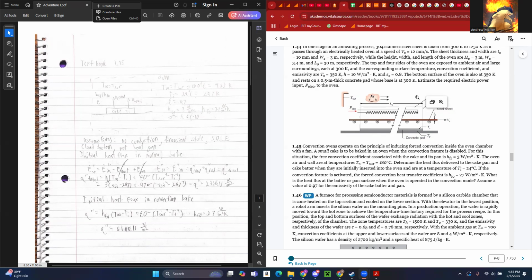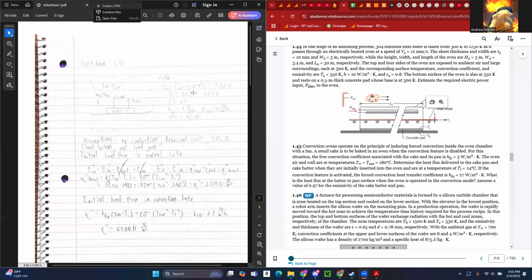I already mentioned the free convection coefficient, but the forced convection coefficient is equal to 27 watts per meter squared Kelvin. And we are told that there is a value of 0.97 emissivity for the cake batter in the pan. So over here, I've already written up the entire problem and went through it all. Here's just a brief drawing showing what's going on. I've written down all the values.